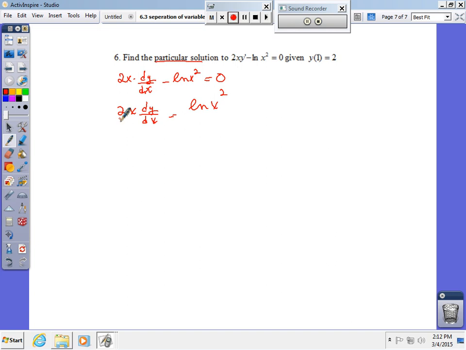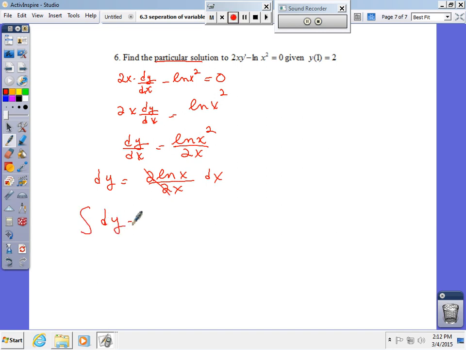Multiply by dx, since it's all multiplication on this side. Actually, I'll do it this way. I will just divide by 2x, and now I'll multiply. So dy is equal to, I'm going to bring the 2 out in front, 2 ln of x over 2x dx. And these 2's are going to cancel out. So I'm going to integrate dy, integrate the ln of x over x dx.